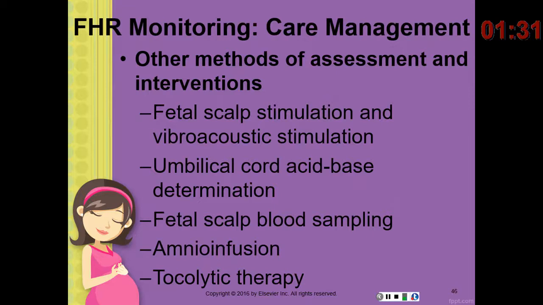Okay? So other methods that we look at, the fetal scalp stimulation is when we do a vaginal exam and rub the baby's scalp. Vibroacoustic stimulation is when we take that buzzer, put it on mom's belly near the baby's head, and kind of scare them a little bit and hope that the heart rate goes up. So we get umbilical cord blood gases.